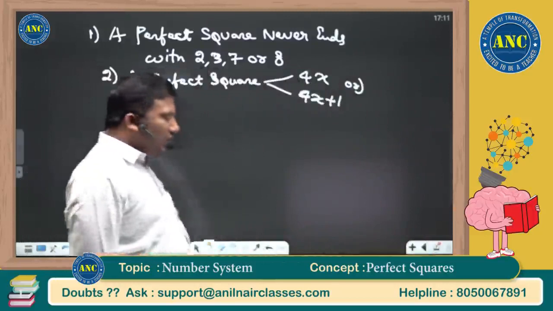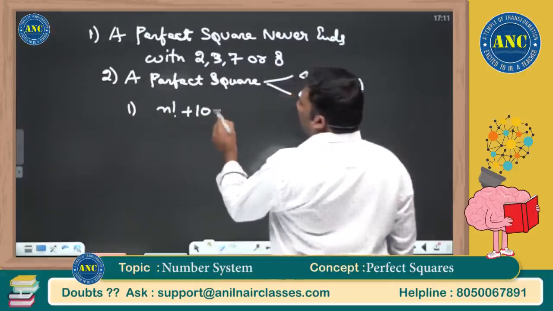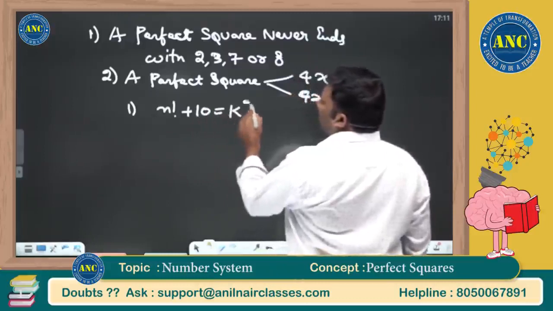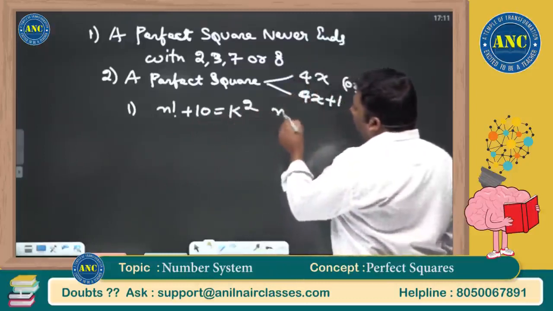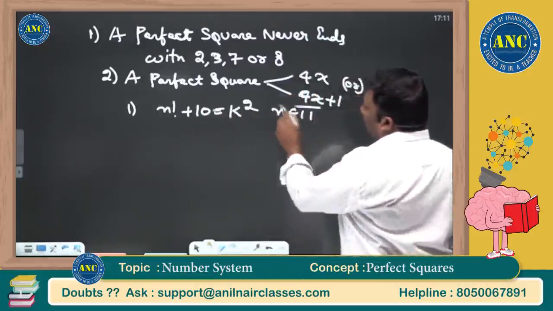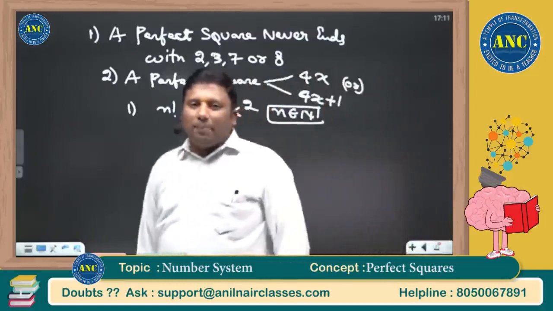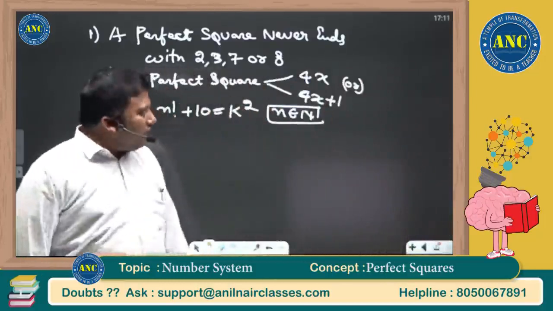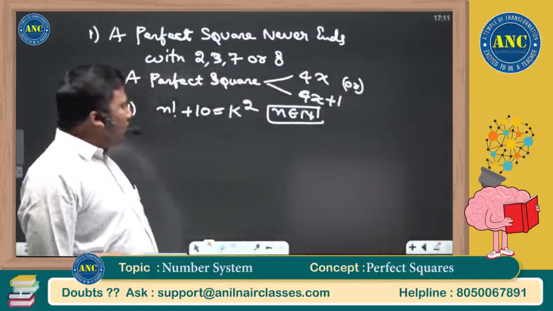First question, please write down. n factorial plus 10 equivalent to k square. How many natural number values will n take which will satisfy the equation n factorial plus 10 equivalent to k square?